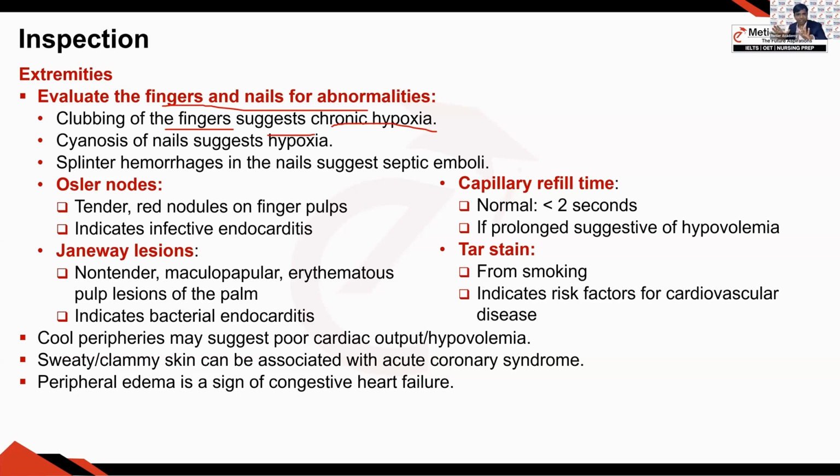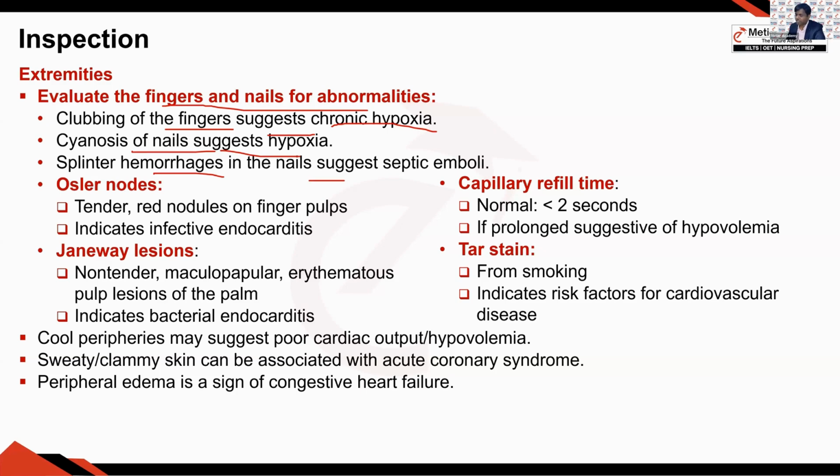These are the basics. After deeply studying, if you leave this basic one, they may ask which of the following suggests the patient has clubbing of the finger. That means it suggests chronic hypoxia, chronic hypoxia, not acute. Then cyanosis of the nails also suggests hypoxia.